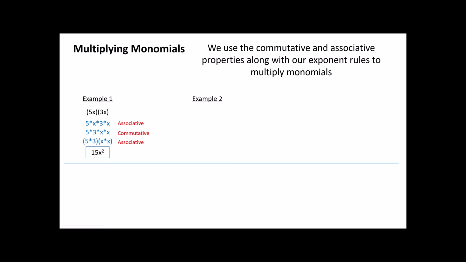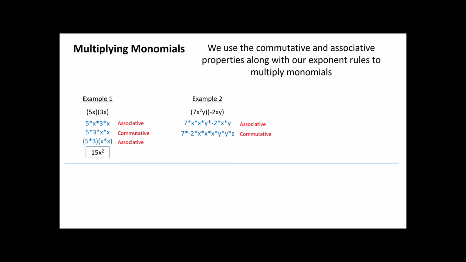Let's try another one. It's a little more complicated. 7x squared y times negative 2xy. This is a monomial, the product of constants and variables, times a monomial, the product of constants and variables. Once again, I can take those numbers and I can get rid of the parentheses because it's all one long string of multiplication anyway. That's the associative property. Since it's one long string of multiplication, I can rearrange it any way I like.